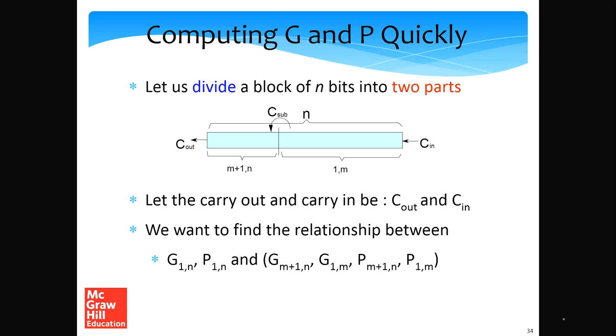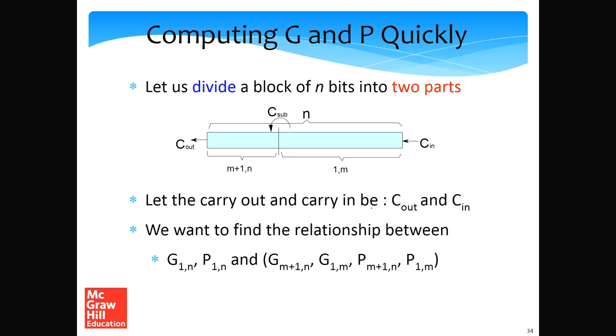So now the idea is, can we compute the generate and propagate functions quickly? Let us look at some other results for the G and P functions. Let us divide a block of n bits into 2 parts. So let's consider this block of n bits. We divide it into one part that is 1 to m, and the other is m plus 1 to n, that is m bits here and m plus 1 to n bits over here.